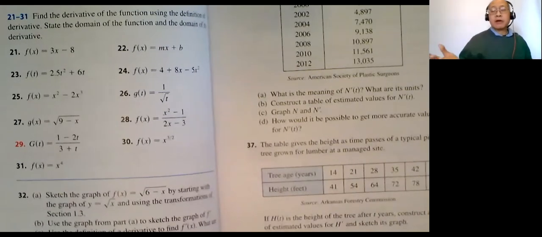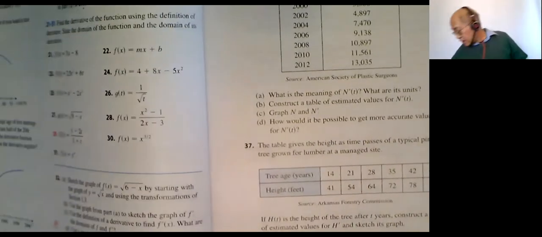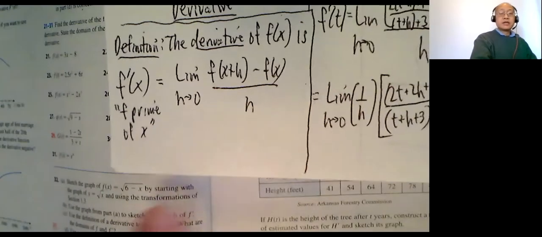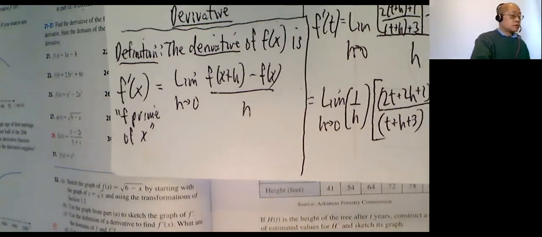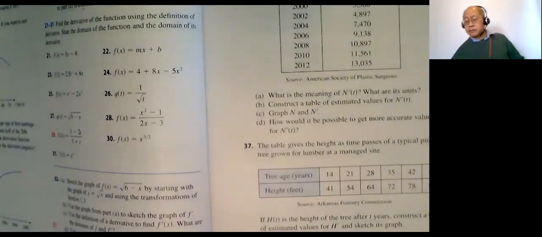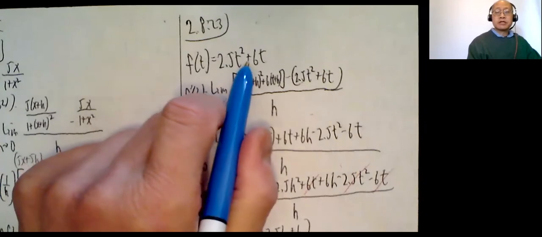And what else is involved with the derivative? I want to make sure I really emphasize the limit definition. I did a lot of these today. Tomorrow I'll do some more of the graphs, the graphical definitions and pictures of the derivative. Okay, f of t is 2.5 t squared plus 6t.